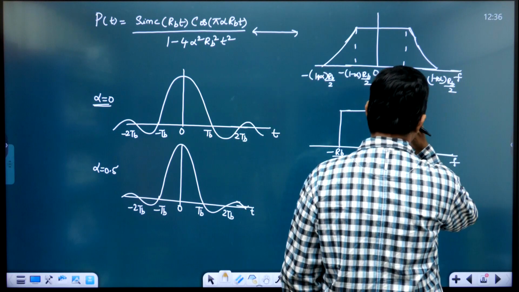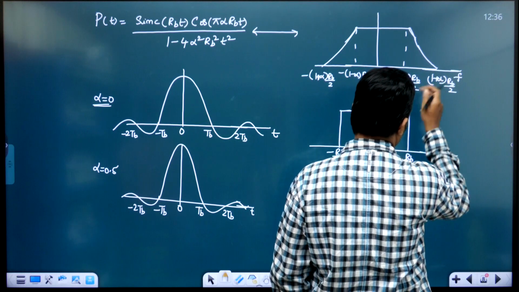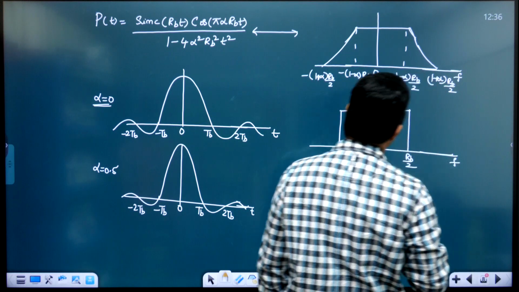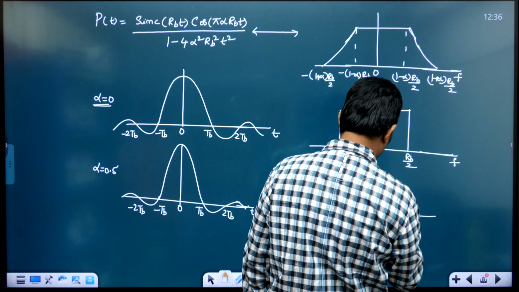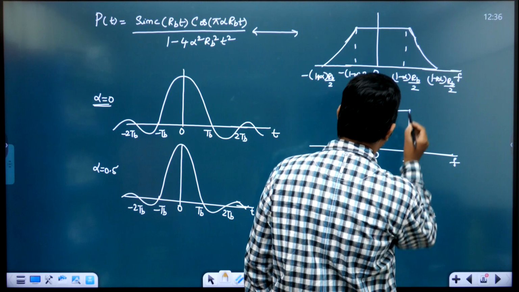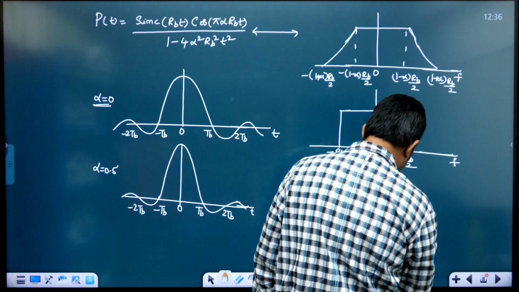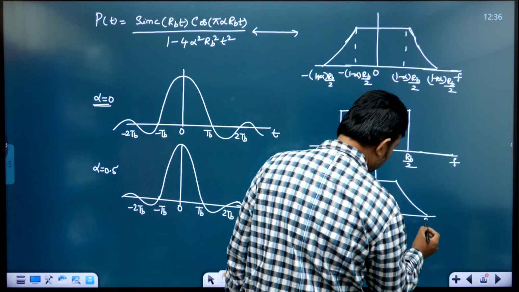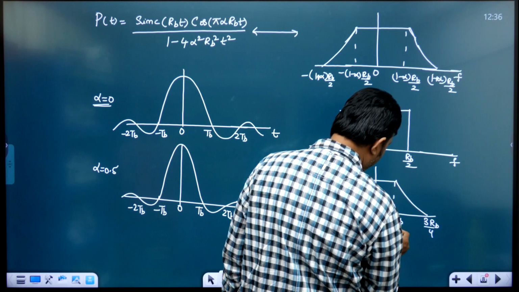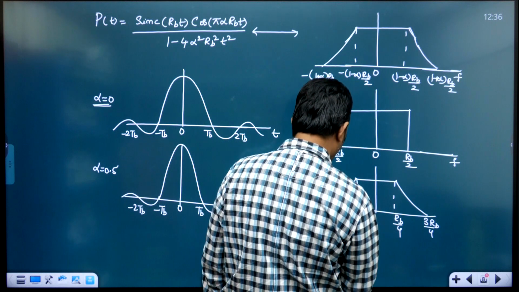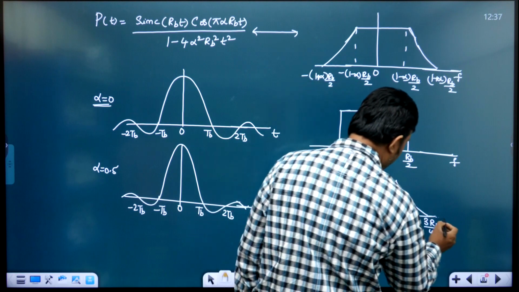This becomes 1 plus 1 by 2, which is 3 by 2, so 3 RB by 4. This becomes RB by 4. So we have 3 RB by 4, RB by 4, minus RB by 4, minus 3 RB by 4.